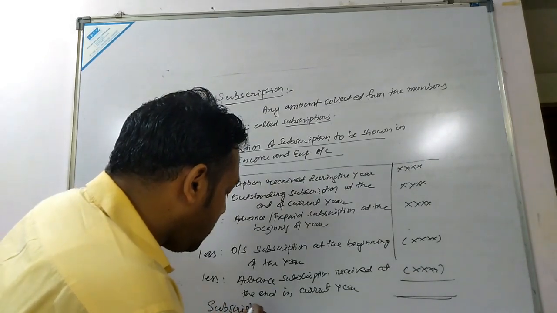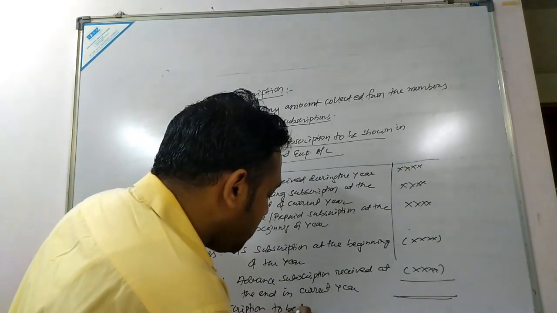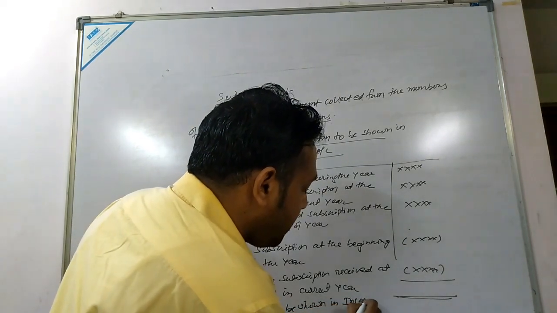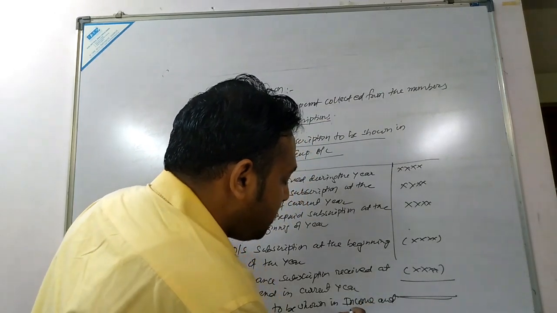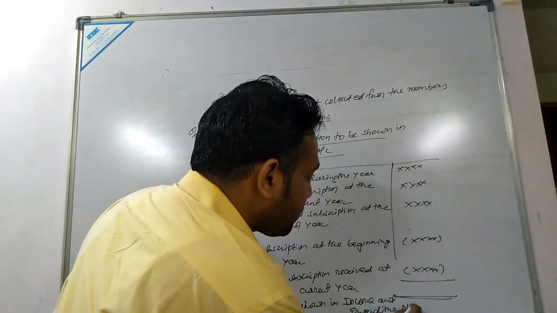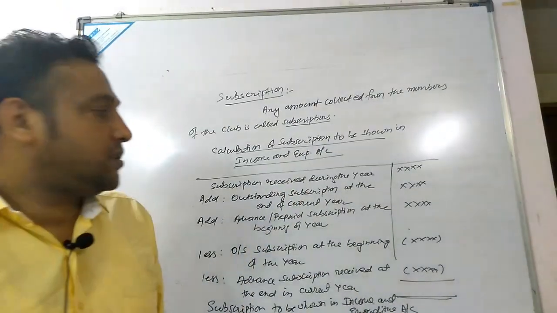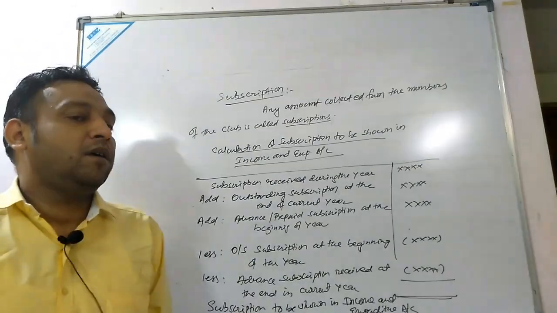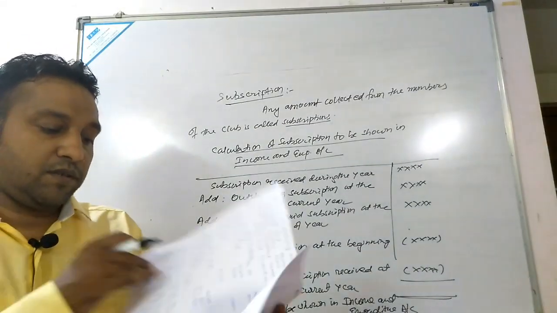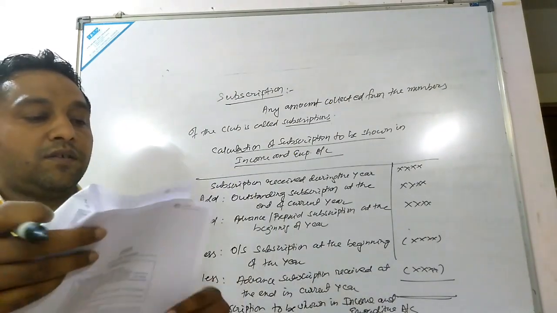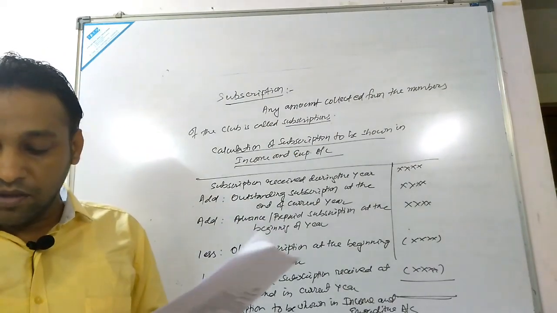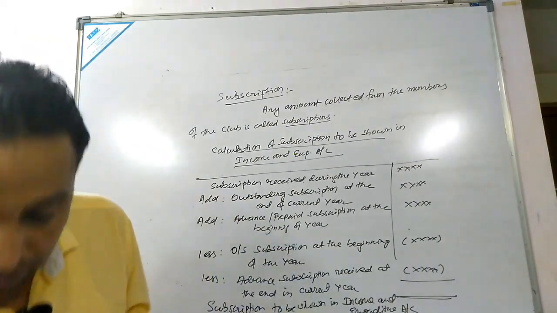That subscription would be shown in the income and expenditure account. We are required to prepare a working note for the calculation of subscriptions. Now one or two questions we will solve. I will show you how to solve some short type questions.